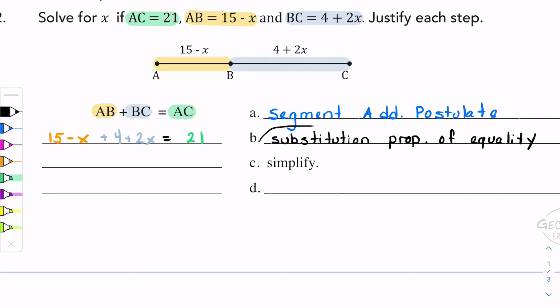Be careful abbreviating substitution, because if you abbreviate it as SUB, that could represent subtraction or substitution, so you probably want to write out that entire word.